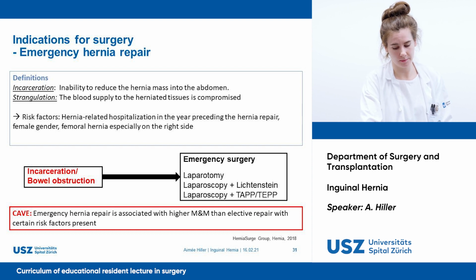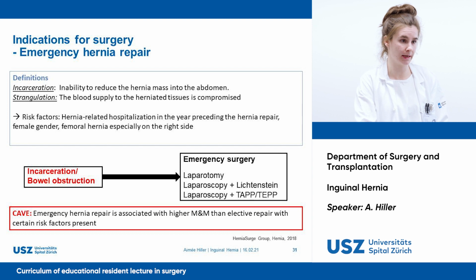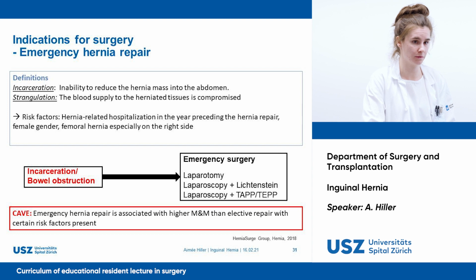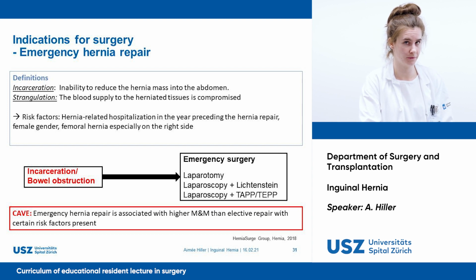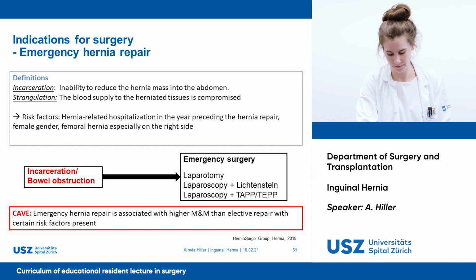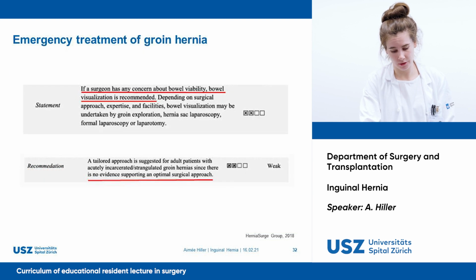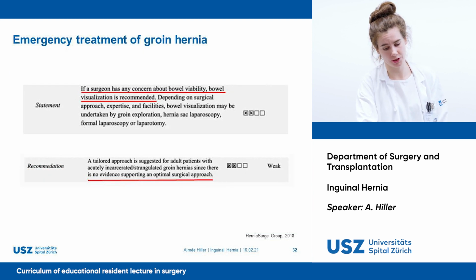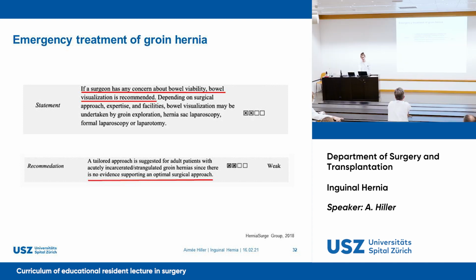And you need to know that emergency hernia repair is associated with a higher mortality and morbidity with certain risk factors present like age over 65 and incarceration for more than 24 hours and so on. And then again, the HerniaSurge group does not support an optimal surgical approach. If you're concerned about bowel viability, you need to visualize the bowel, and you can do that by either hernia sac laparoscopy, formal laparoscopy, or laparotomy.